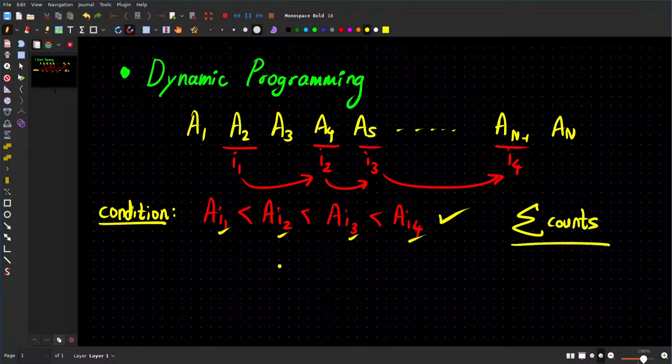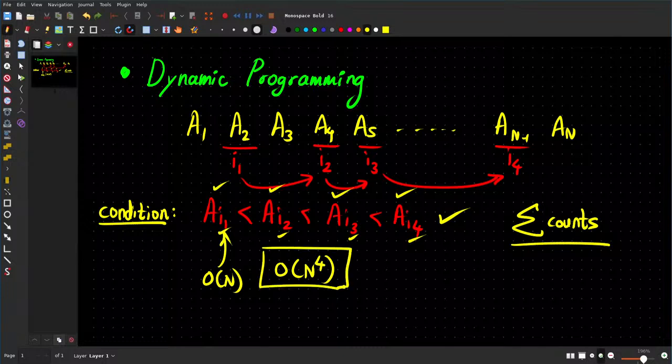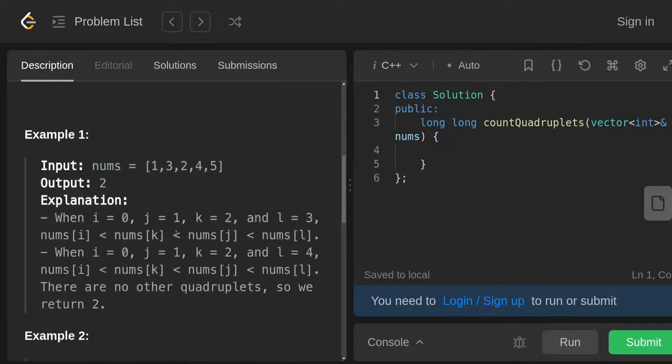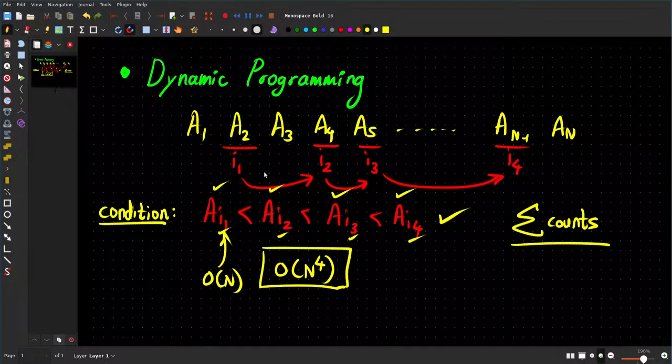That would give us an order n raised to 4 solution, because there are order n possible values that I1 can take, I2 can take, and I3 and I4 can take. So in all, if you consider all possible products of their individual values, it would result in an order n raised to 4 solution, which is not feasible, but that is one of the solutions. And let's try to build up from this.